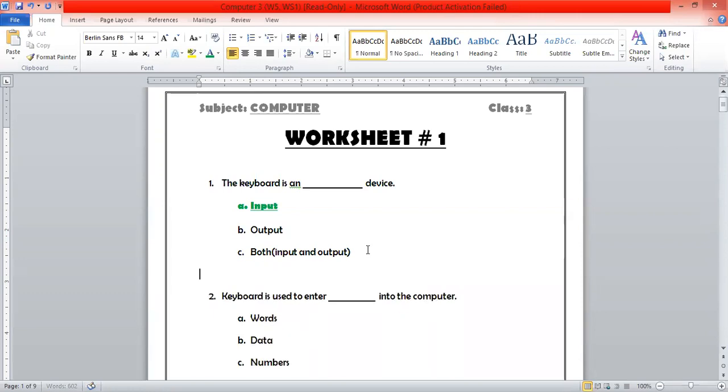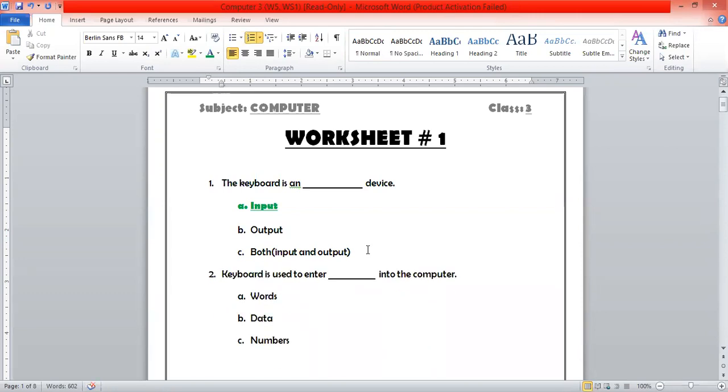Now, question number 2 is on the screen. The keyboard is used to enter dash into the computer. Now, see here carefully. This one is a tricky one. The question is telling us that the keyboard is used to enter dash into the computer. Words, data, or numbers?